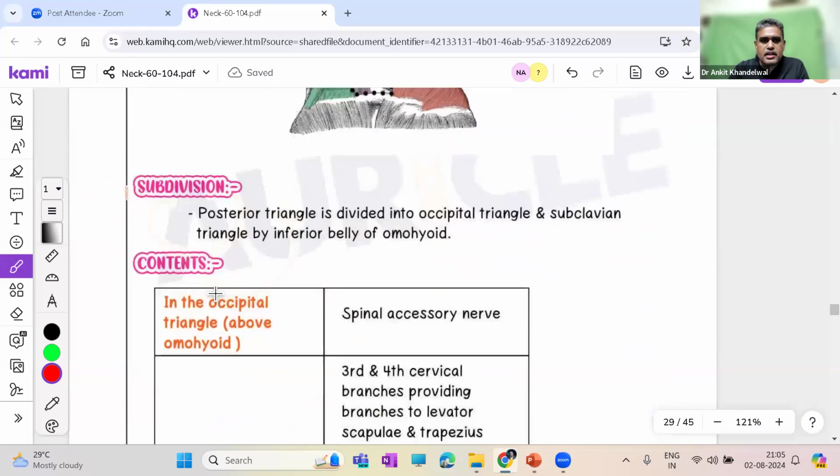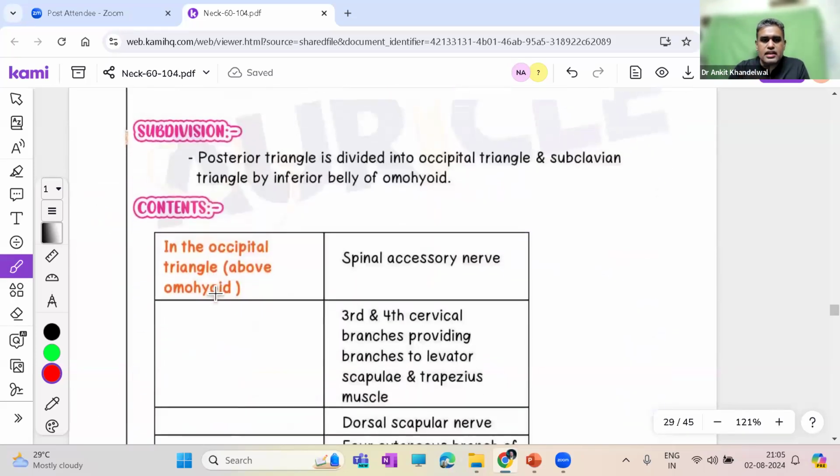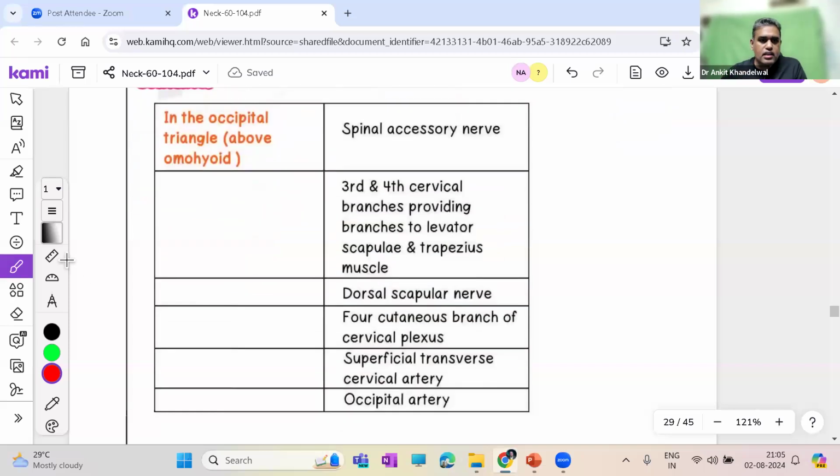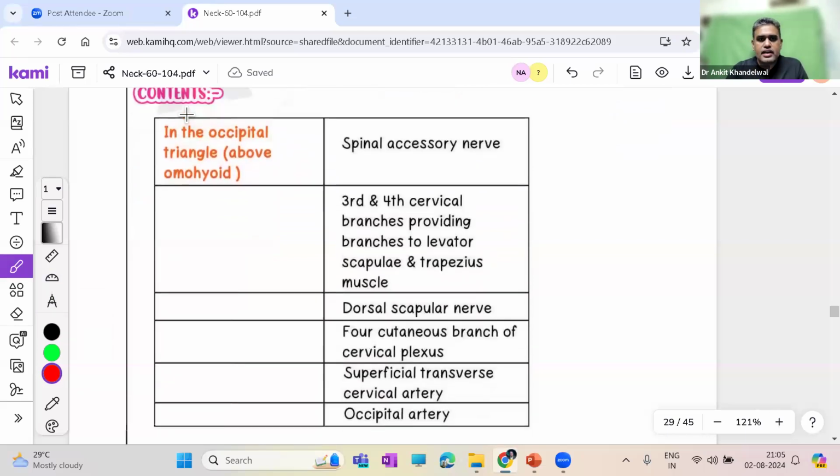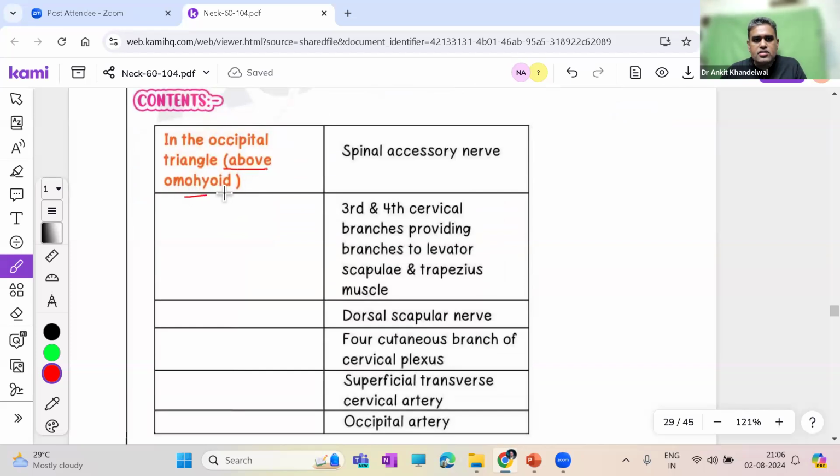Okay, here again, similar diagram. Subdivision, we have seen contents. Now see the contents over here. Now you can make a table. This is how you can easily answer in the exam hall also. In the occipital triangle, we have contents. So above omohyoid, that is the occipital triangle.